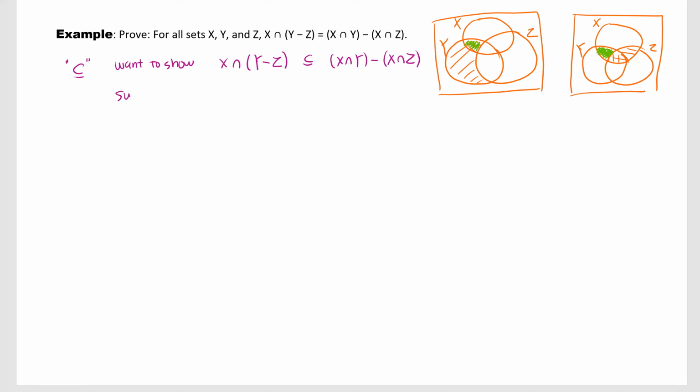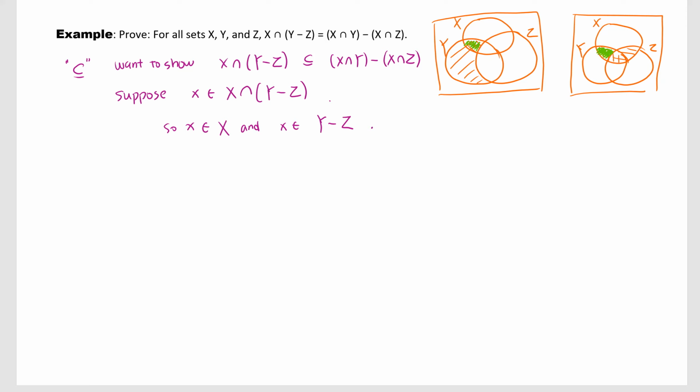Okay, suppose x is in X ∩ (Y − Z). Then we want to show that x also belongs to the right-hand side. Since x is in X ∩ (Y − Z), that means x is in X and x is in Y − Z.